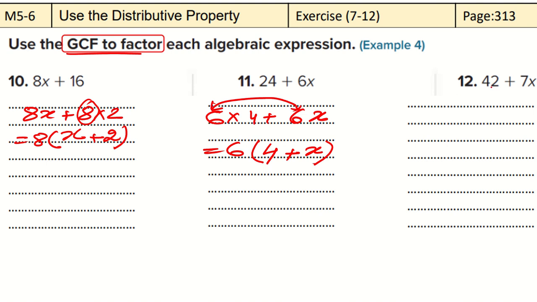Now last here, 42 plus 7x. So 42 can be written as 6 multiply 7 plus 7x. Now you can see 7 is common. So 7 will go out. So 6 plus x will be the answer.